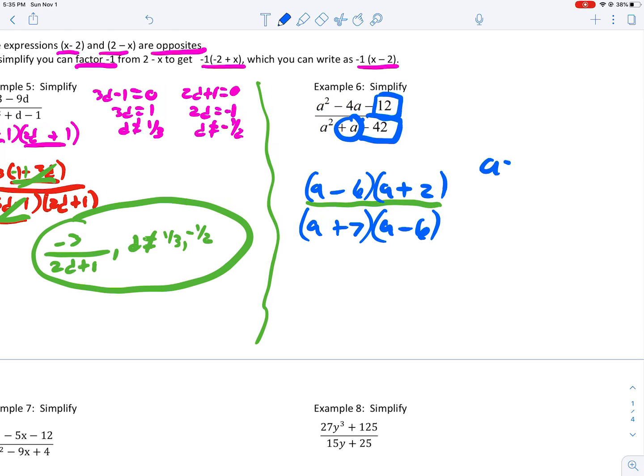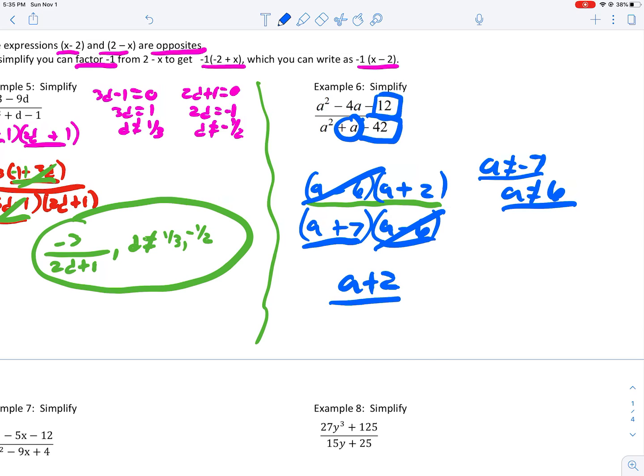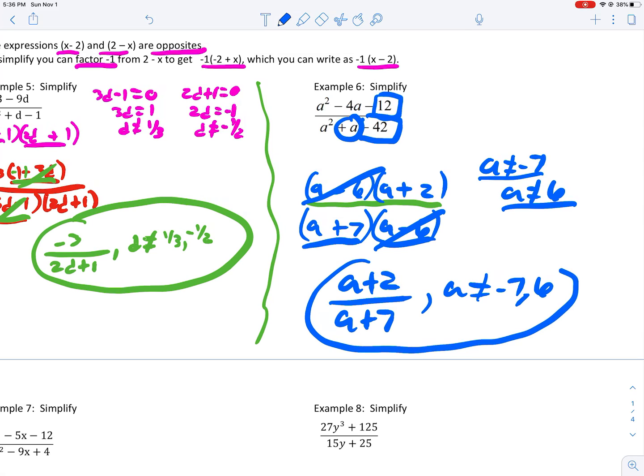So a cannot equal negative 7. A cannot equal 6. Where did that come from? What makes a plus 7 equal to 0? Negative 7. What makes a minus 6 equal to 0? Positive 6. So I see common factor of a minus 6. So those reduce. So all we have left is a plus 2 over a plus 7. And a cannot equal negative 7 or 6. And there's your simplified answer.